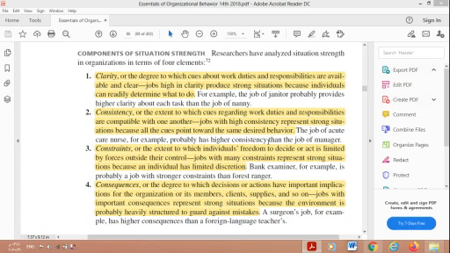The third one is the constraints. And what do we mean by constraints? Any forces outside the employee's control, whether from the surrounding environment or what else, are called constraints, and they represent a strong situation. Okay, so the extent to which individuals' freedom to decide or act is limited by forces outside their control, the job with many constraints represents a strong situation because the individual has limited discretion.